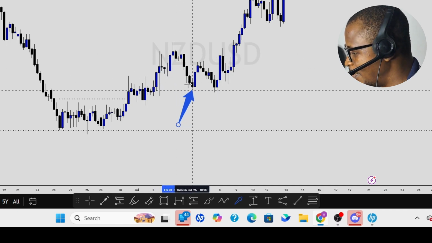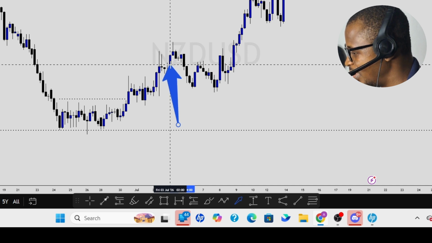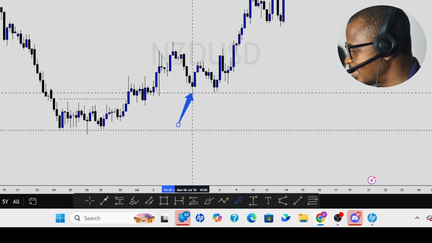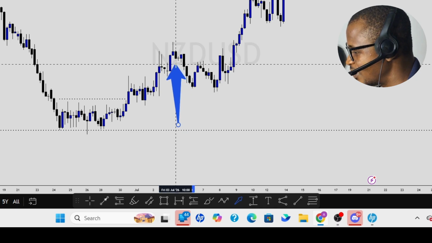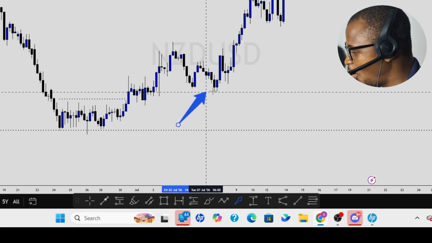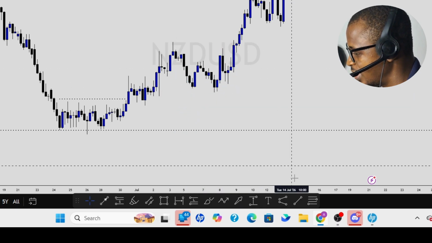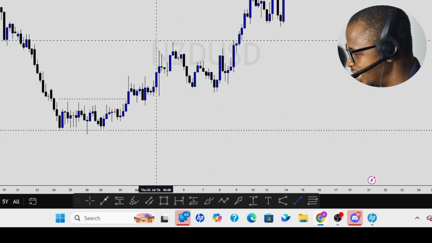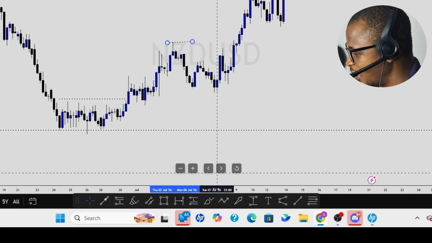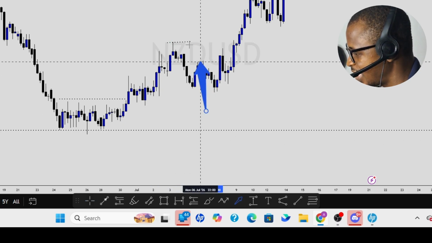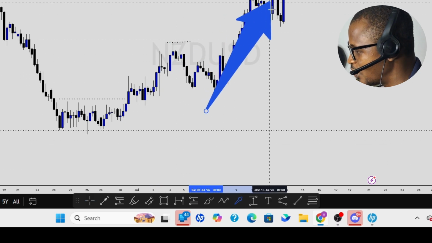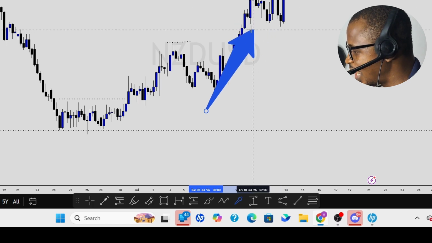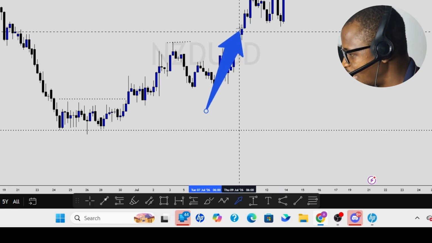The market repriced into this liquidity, you understand? The moment it repriced into this liquidity, it now geared up and bought aggressively towards the upside until it took out this external liquidity. Look at this external liquidity. Until the market takes out this external liquidity right here, and it continues like that, it will create another imbalance again.